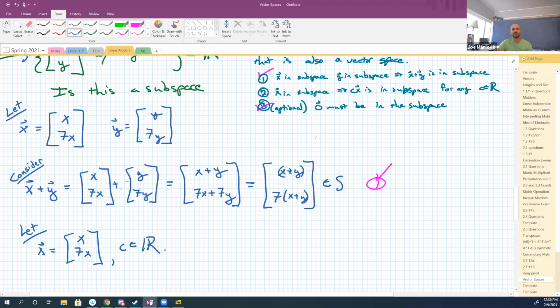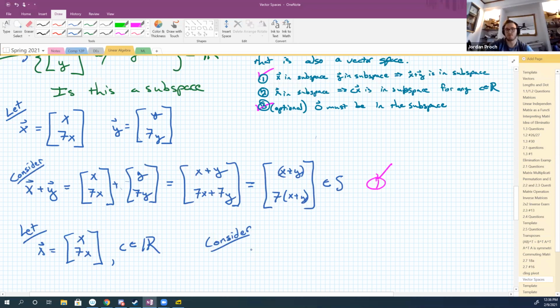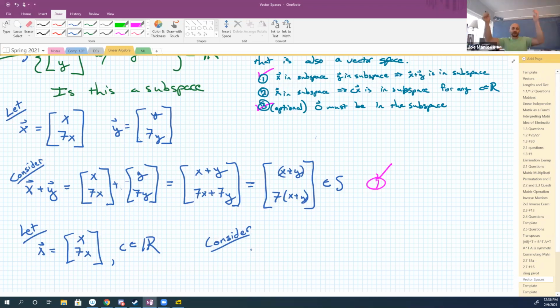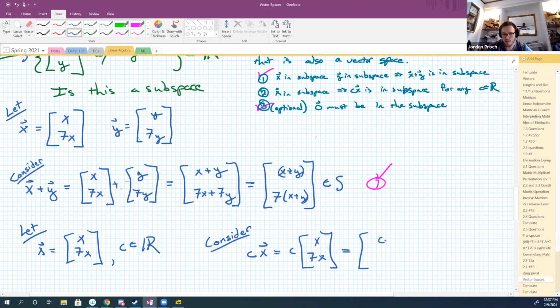Now, what's the thing I need to consider? When we multiply that scalar, if the new vector is within that vector space. Perfect. Yep. So I need to consider C times X. Okay. So C times X is going to be C times X and 7X. And this is scalar multiplication in R2, right? And I know how scalar multiplication in R2 works. What am I going to get? Cx and 7cx.